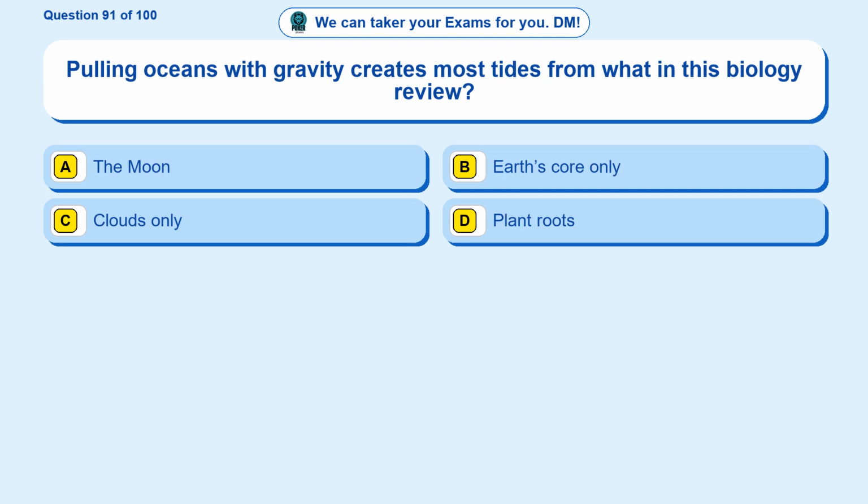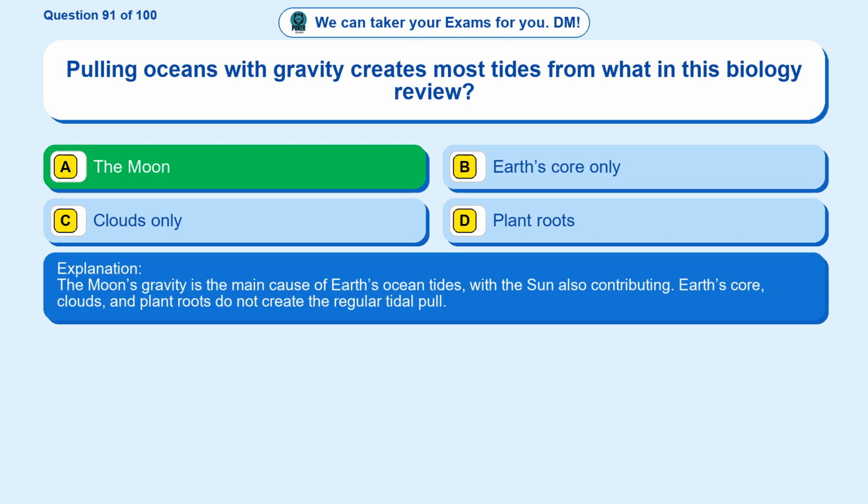Question 91. Pulling oceans with gravity creates most tides from what in this biology review? Option A, the moon. Option B, Earth's core only. Option C, clouds only. Option D, plant roots. The correct answer is option A. The moon. The moon's gravity is the main cause of Earth's ocean tides, with the sun also contributing. Earth's core, clouds, and plant roots do not create the regular tidal pull.